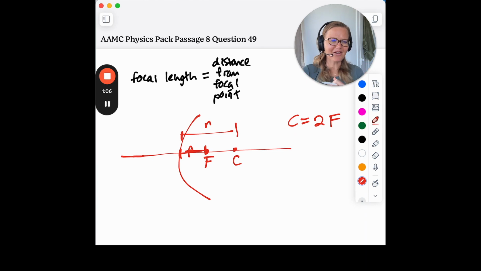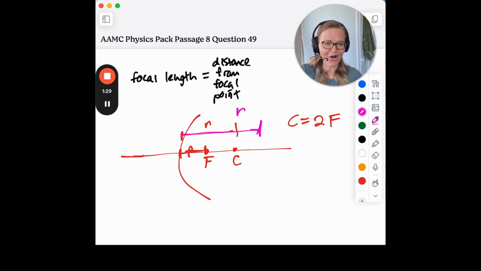So now that we've got our key terms down here, let's go ahead and take a look at our answer choices. Again, we want to know what's going to change the focal length of our convex mirror. Well, immediately the answer choice that jumps out to me is changing the radius of curvature of the mirror. Why is that? Well, if we change our radius of curvature, let's say we make our radius of curvature longer.